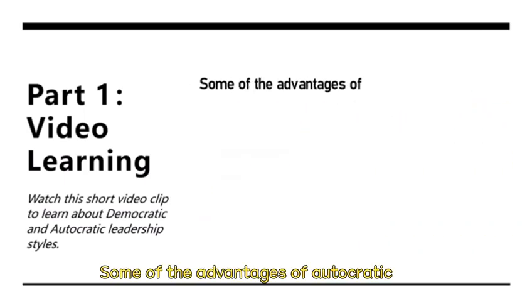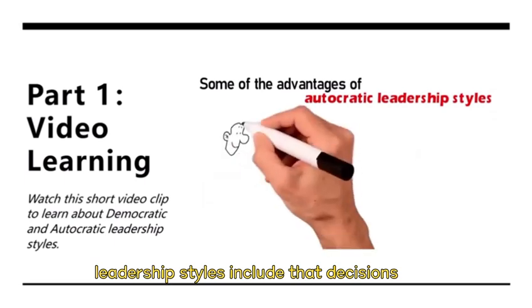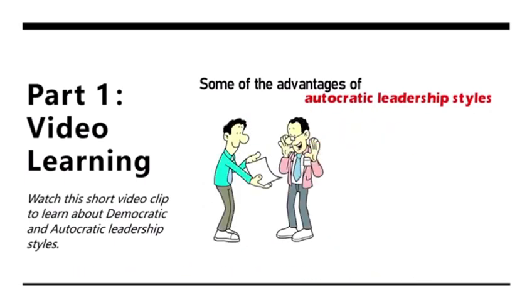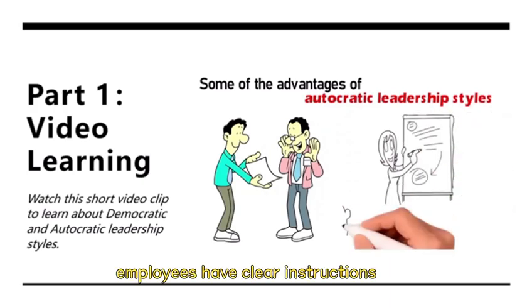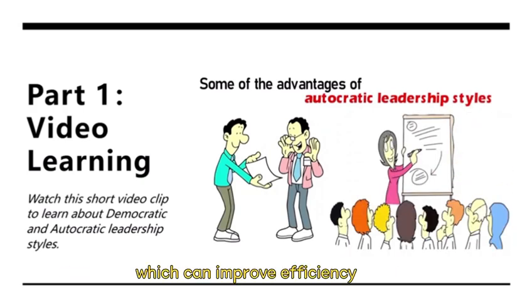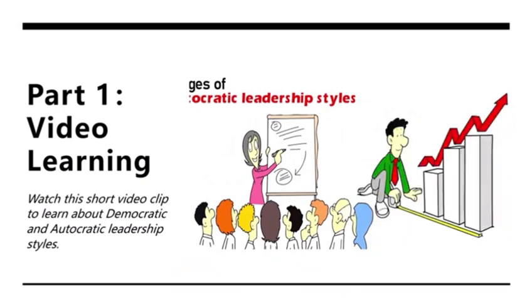Some of the advantages of autocratic leadership styles include that decisions can be made quickly due to managers making all the decisions. As well as this, employees have clear instructions on what needs to be done and the requirements needed, which can improve efficiency within the business.